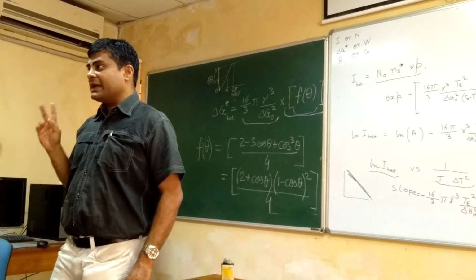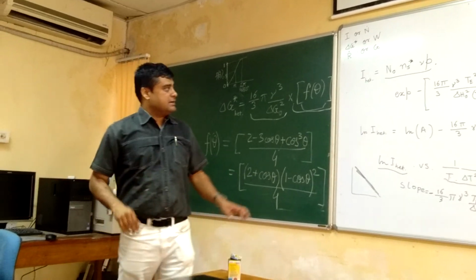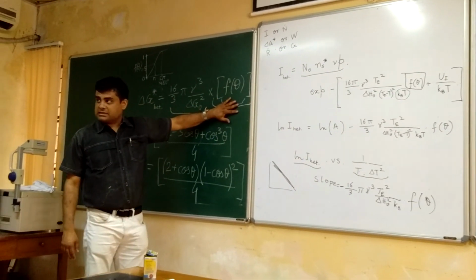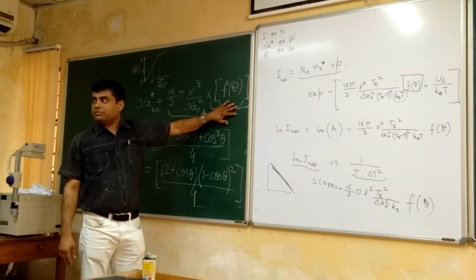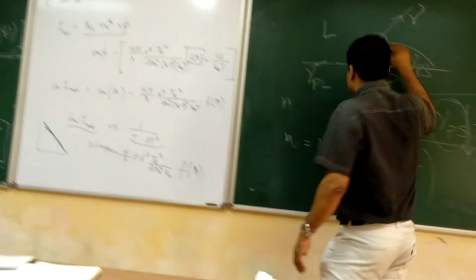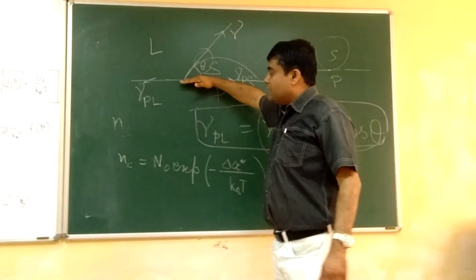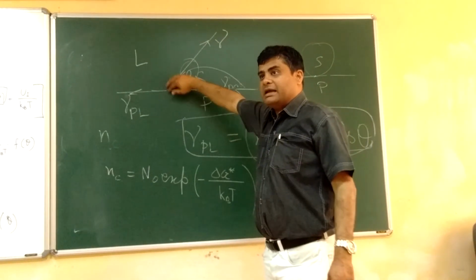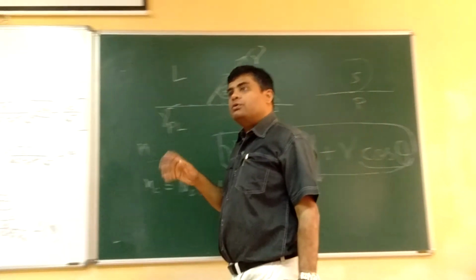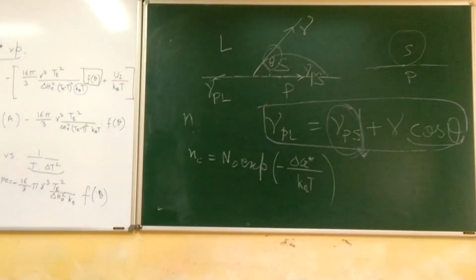The second assignment is for heterogeneous nucleation. We directly wrote that the delta T star heterogeneous is this. How are you finding this? From the geometry of that spherical particle, the spherical cap. What is the area of this? What is the volume of this? The way you find out, you do it again in your notebook for yourself. Thank you.